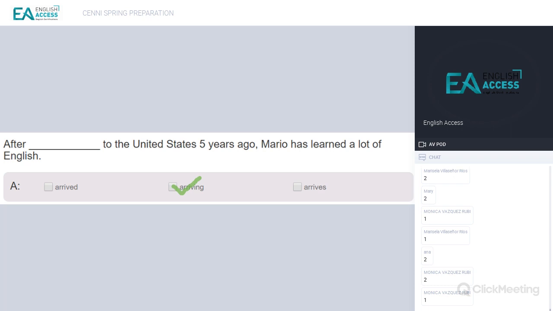For example, you say, doing exercise is good for your health. Arriving on time is important. Studying for the exam is a good idea. After arriving to the United States, it needs to be in ing. Every time the verb becomes a subject, it goes in ing.